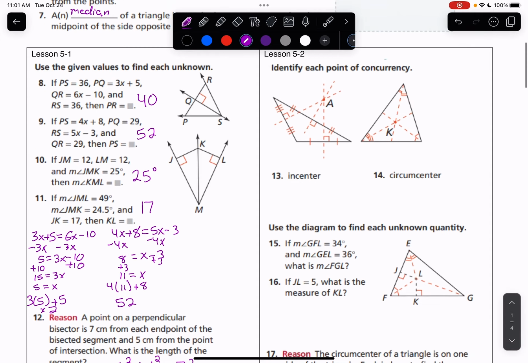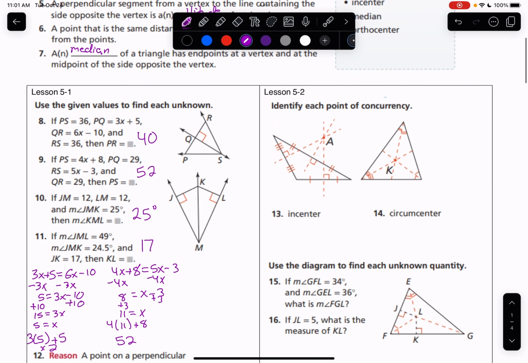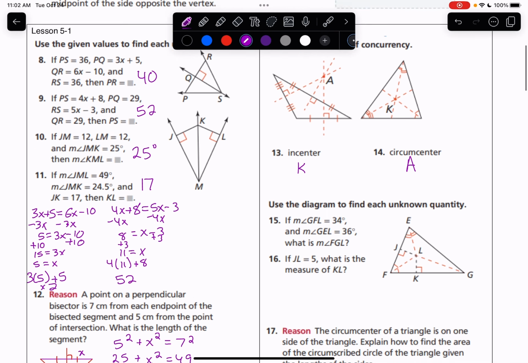Next, identify each point of concurrency, which one's the incenter and the circumcenter. It's pretty easy in this diagram because the only one of them that can be outside the triangle is the circumcenter. So 14 must be A, and 13 must be K, and of course we can tell because the point K is made of angle bisectors and point A is made of perpendicular bisectors, so we are correct.